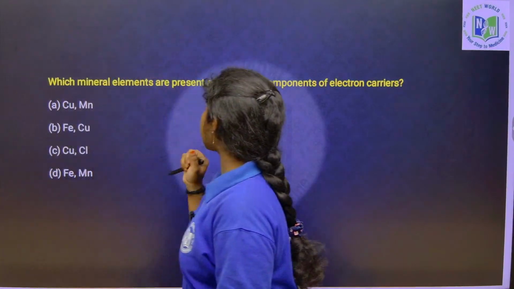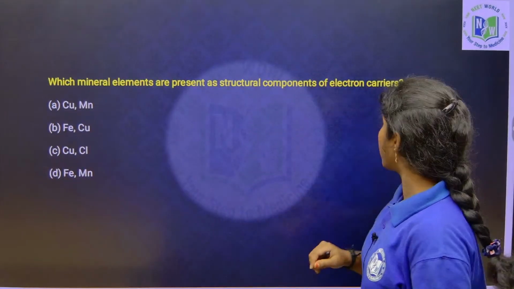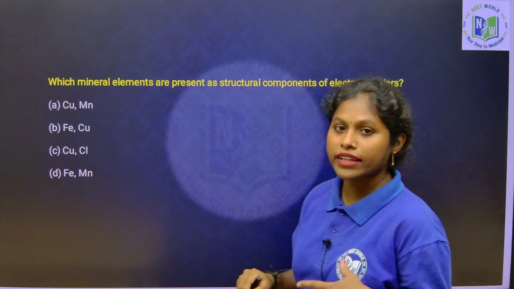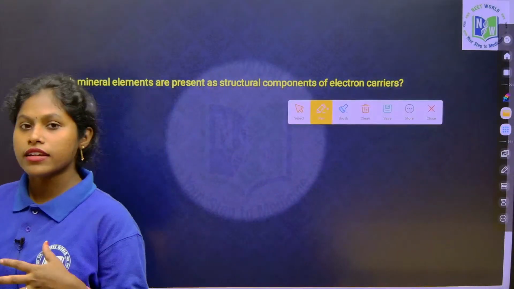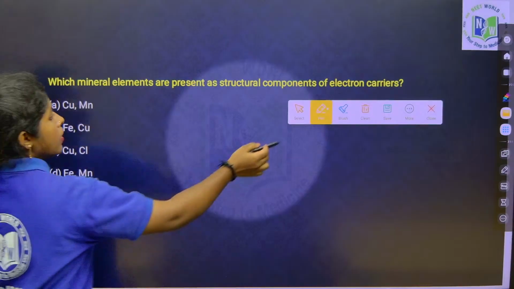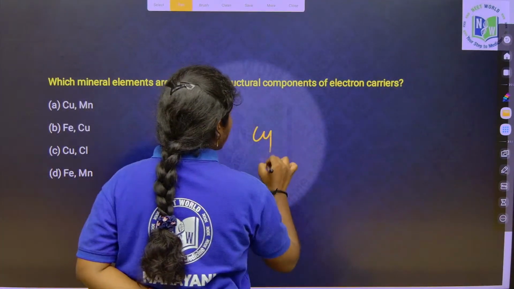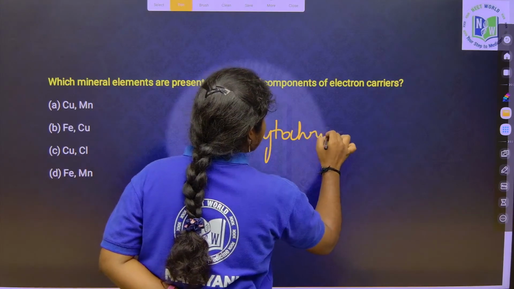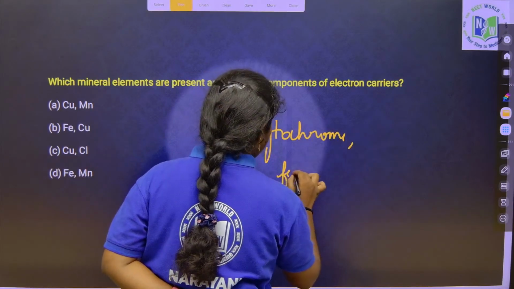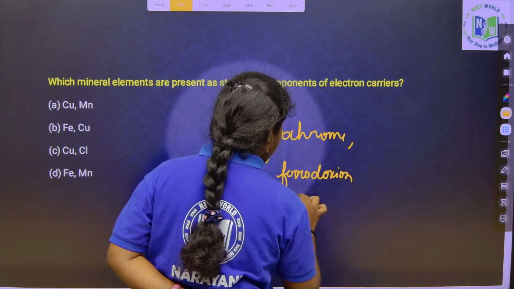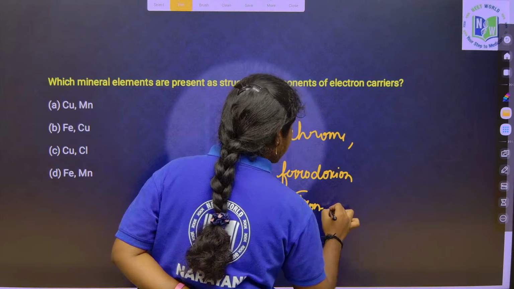Which mineral elements are present as structural components of electron carriers? They are asking about the electron carriers. So what are the electron carriers, students? Those are cytochrome, ferredoxin, right, and iron-sulfur proteins, right.